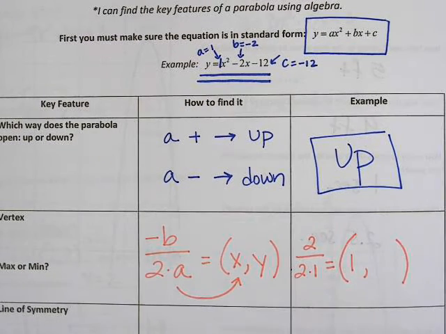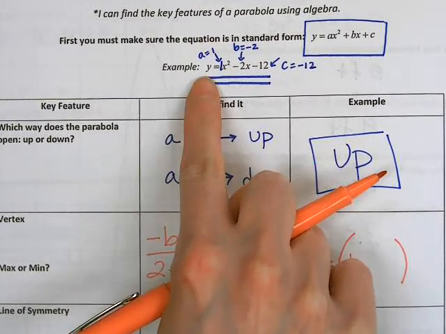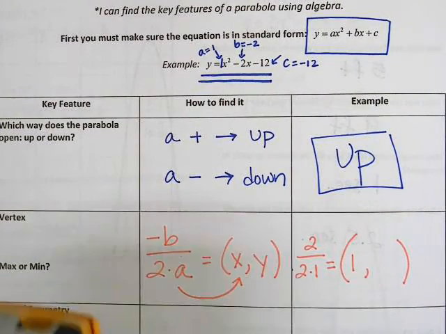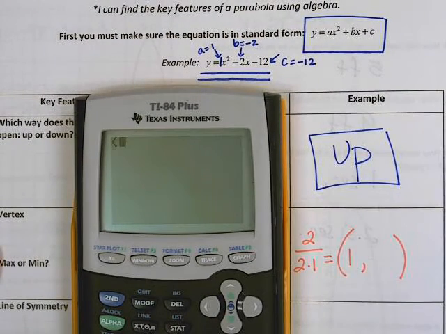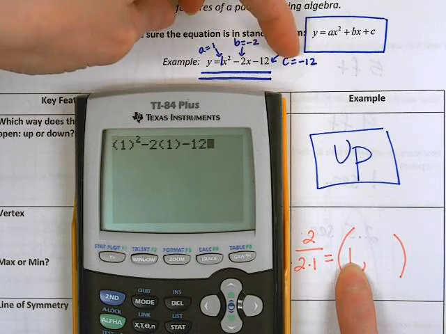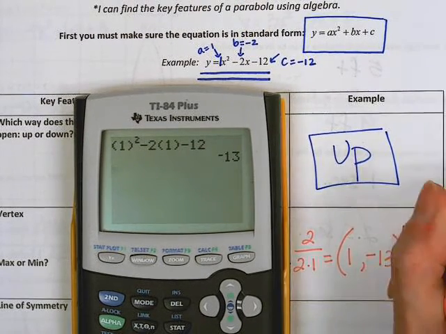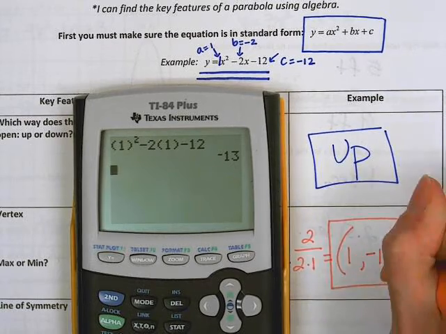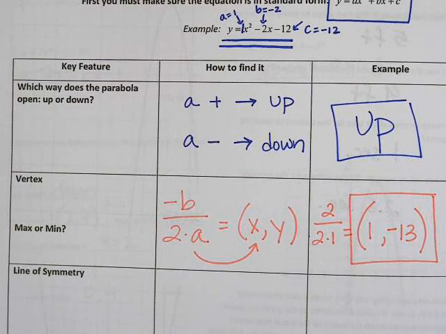To find the second number, you have to plug 1 back into the equation. Let's get your calculators out. This is now 1 squared minus 2 times 1 minus 12. I'm taking this 1 and plugging it in for all the x's. And you get -13. So the vertex is 1 comma -13. All right, good so far?